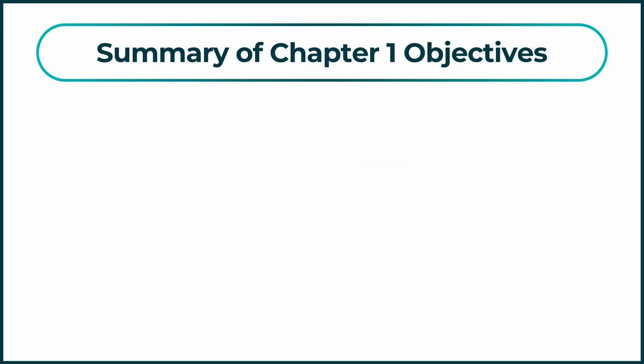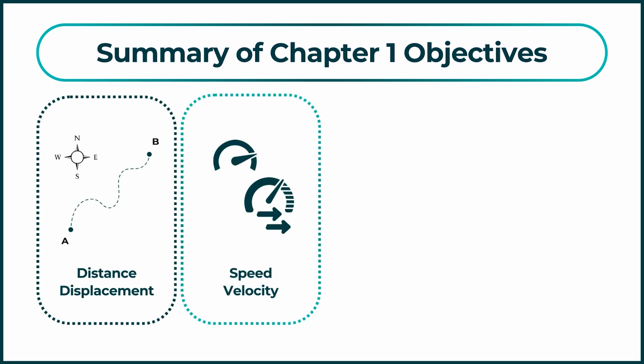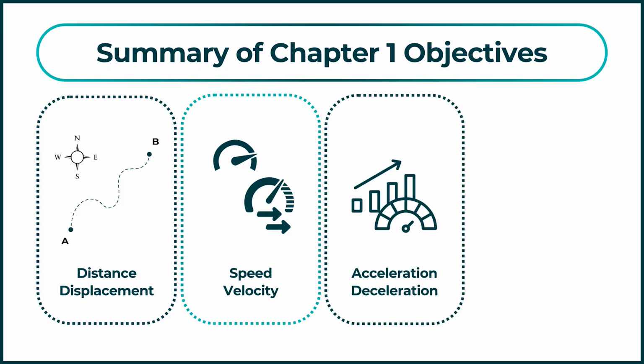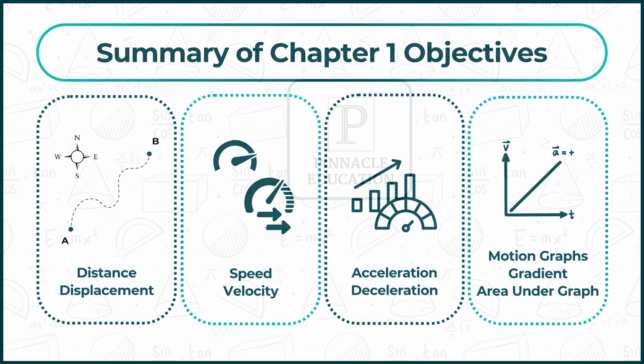In this chapter, we learned the key differences between distance and displacement, speed and velocity, and understood how acceleration and deceleration work. We explored how to interpret motion graphs, including distance time and velocity time graphs, by analyzing their gradients and areas. These tools help us describe and calculate how objects move over time, both in magnitude and direction.